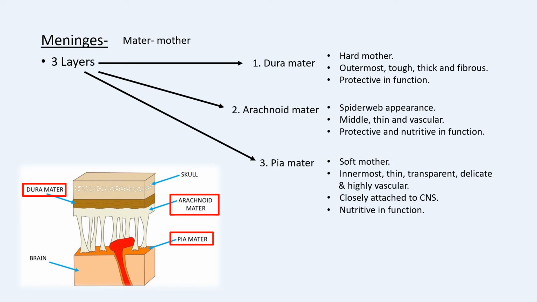There is space present between dura and arachnoid mater. This space is known as the subdural space. This is filled with serous fluid. There is another space present between arachnoid mater and pia mater. This space is known as the subarachnoid space, and this is filled with CSF, that is the cerebrospinal fluid. Now, what is cerebrospinal fluid?